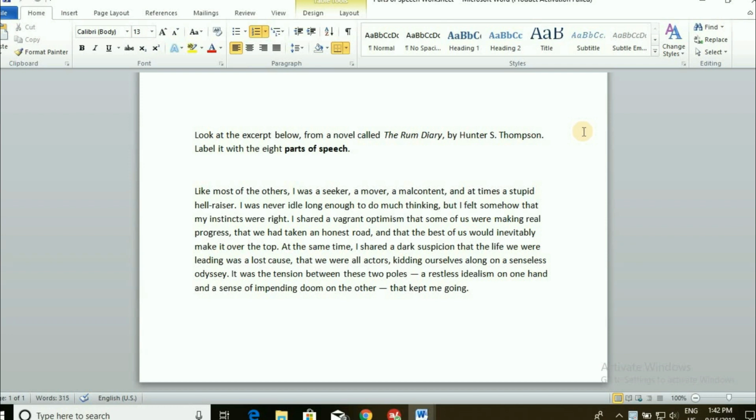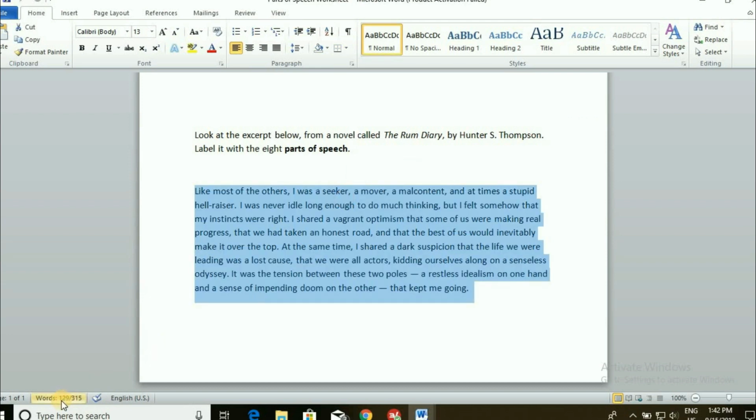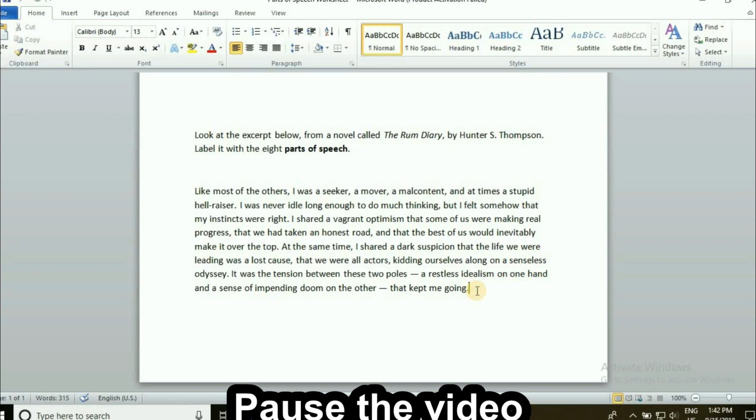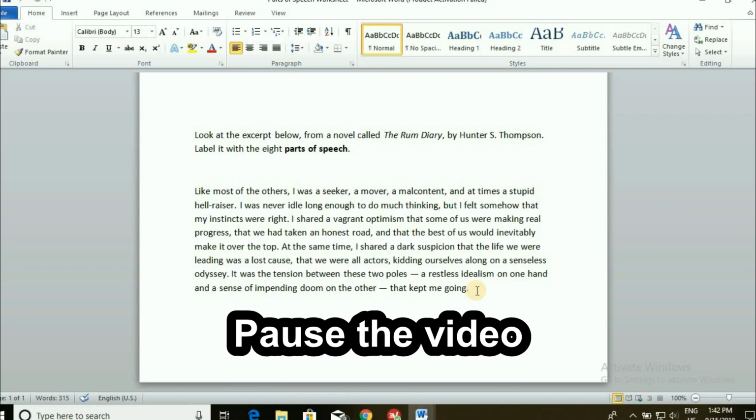I'm going to show you this passage. It is 129 words. And see if you can label it with the 8 parts of speech. I know this is a lot of work, but why don't you pause the video for a few minutes and try to label as many of these words as you can. What are the verbs? What are the nouns? And so on.